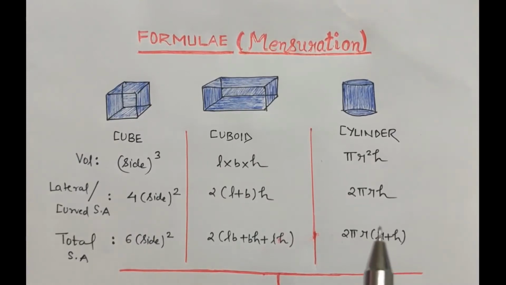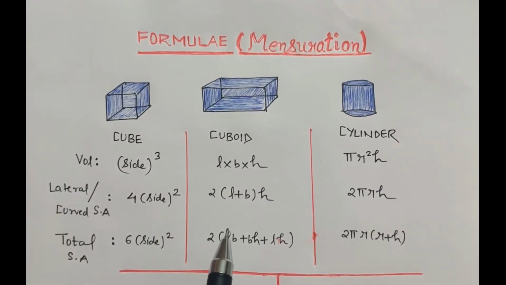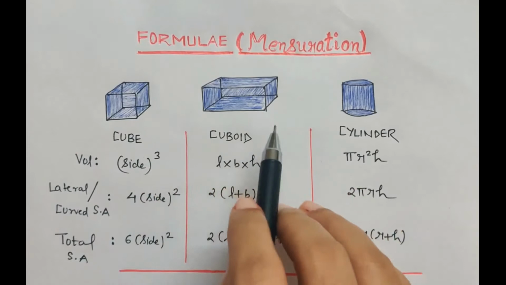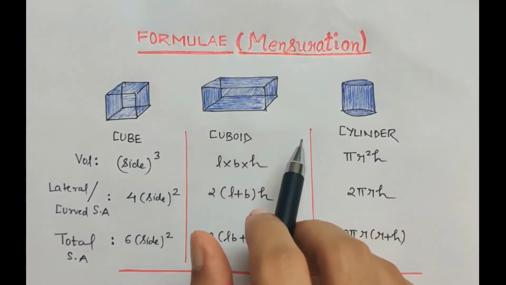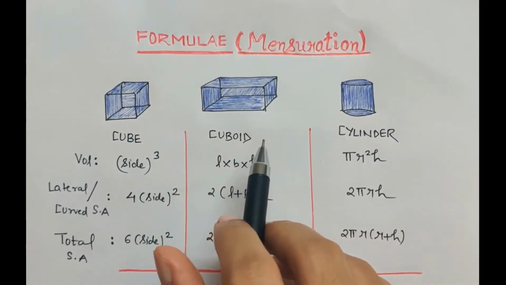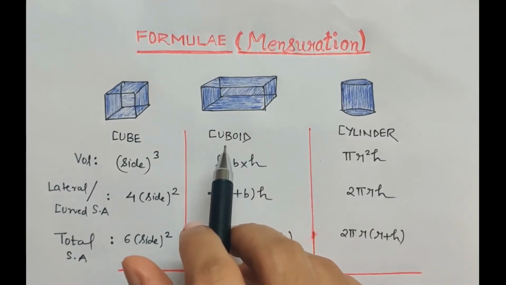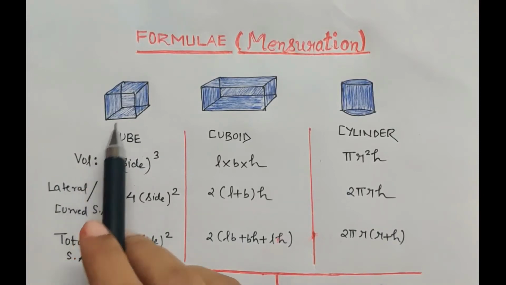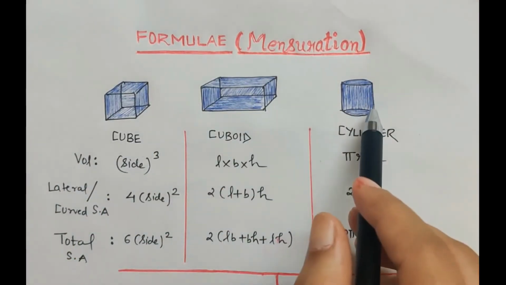Friends, in this video I'm going to start class 8 mensuration chapter, for which some basic formulae are required. So here I'm going to explain the solid figures whose formulae we must know. The solid figures are cube, cuboid and cylinder. These three are the main important solid figures in the syllabus of class 8, where we have to know the volume of cube, volume of cuboid and volume of cylinder.